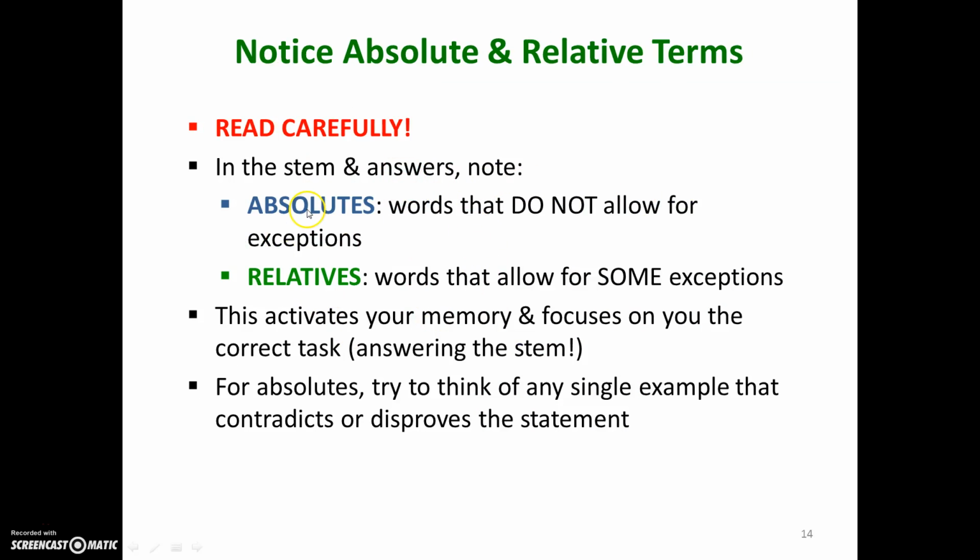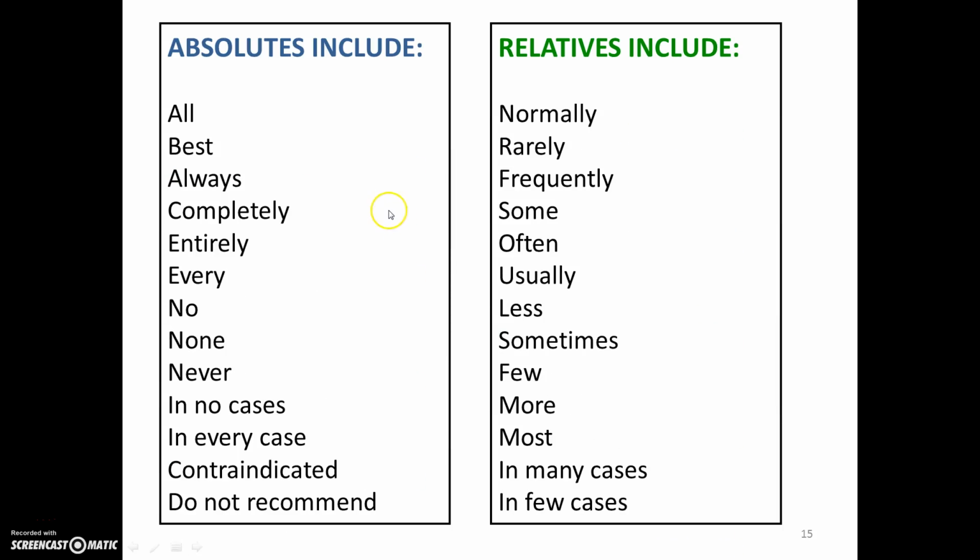One thing that we can really notice about is absolute and relative terms. This changes the meaning quite dramatically when we think about it. Specifically, when we look at absolute terms, can you think of any single example that contradicts or disproves that statement? We have a list of the terms here. You can go through. Is there any chance that if we say all of this happens, or it's every single circumstance, is that true? Can you think of one circumstance during lecture or during your textbook readings that's not true? And then we can really rule out that answer.